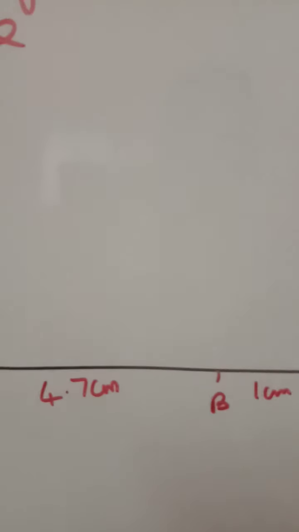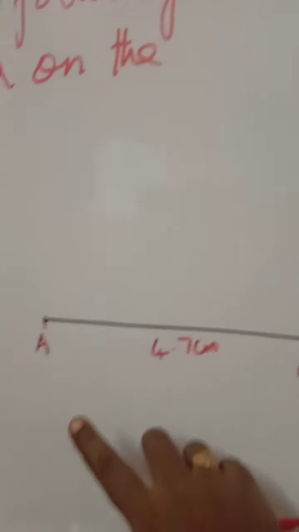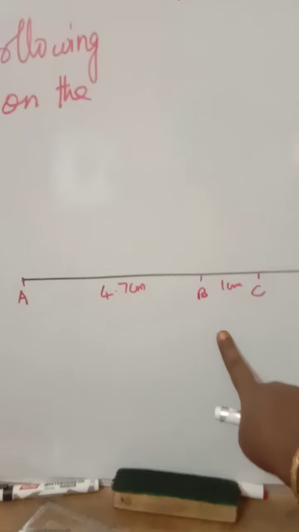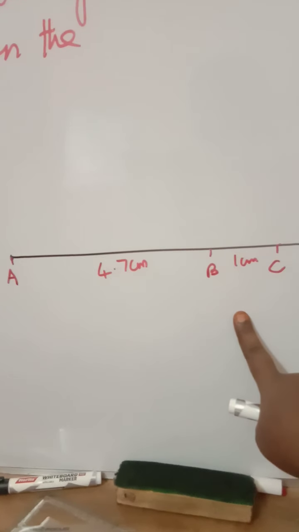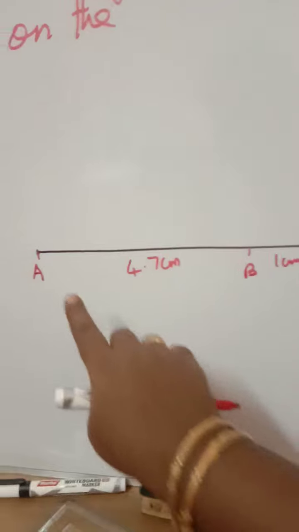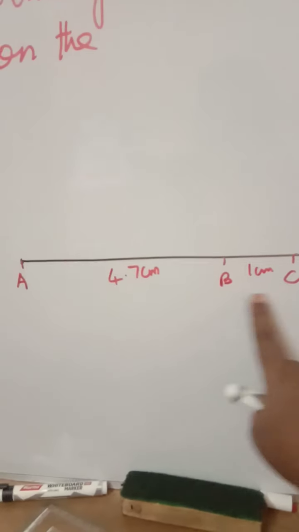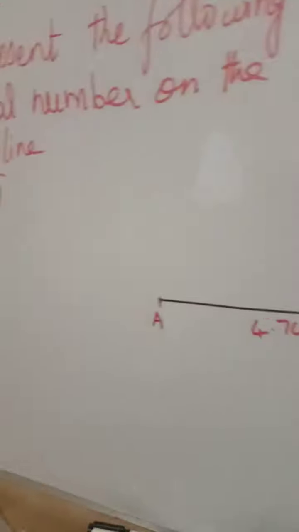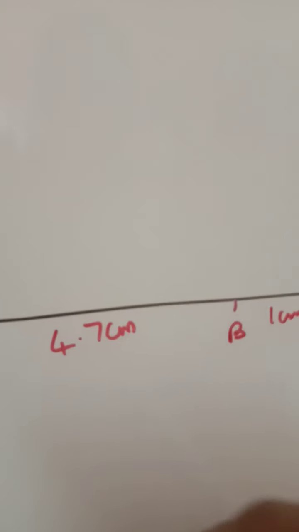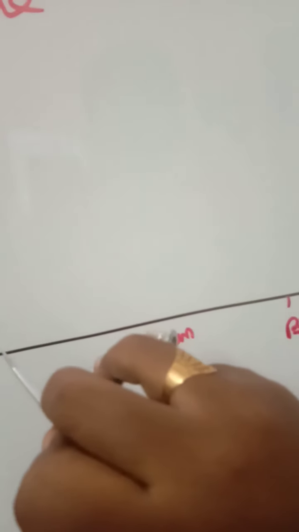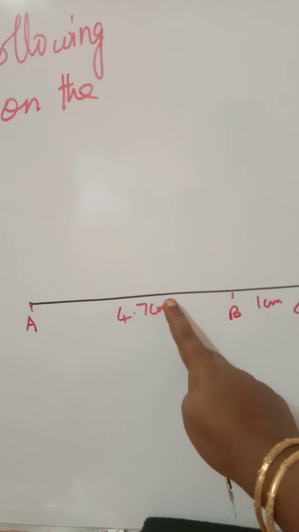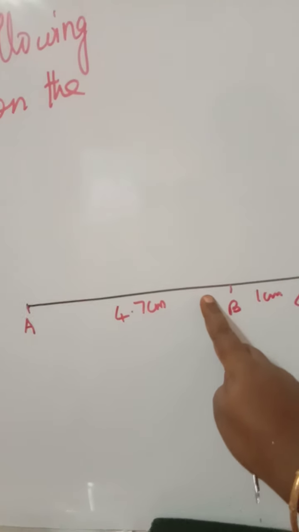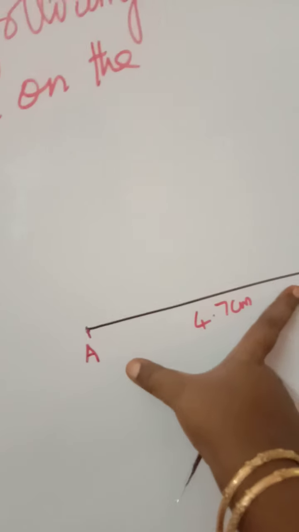Now we want to find the midpoint of AC. For that we are going to draw the perpendicular bisector of AC. So how will you draw the perpendicular bisector? If you want to draw the perpendicular bisector of AC, take more than half of AC. Keep the compass at A and extend it. Approximately this will be the half, so take more than half. Take this much length.